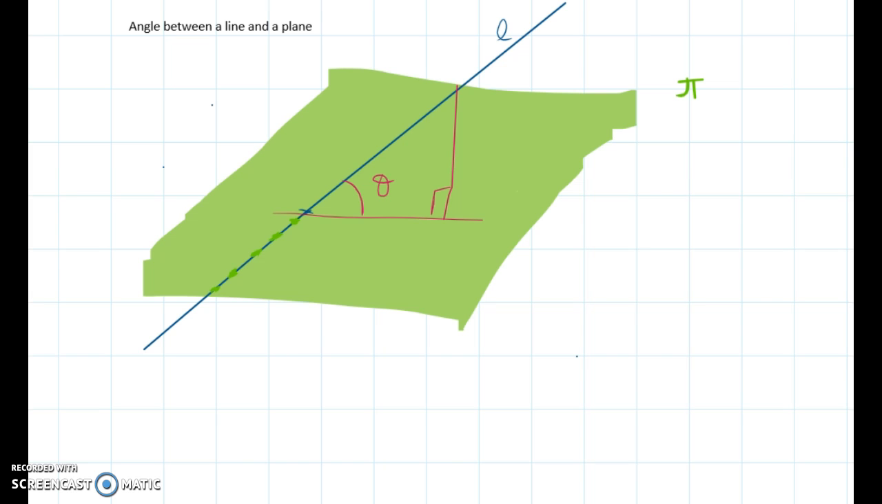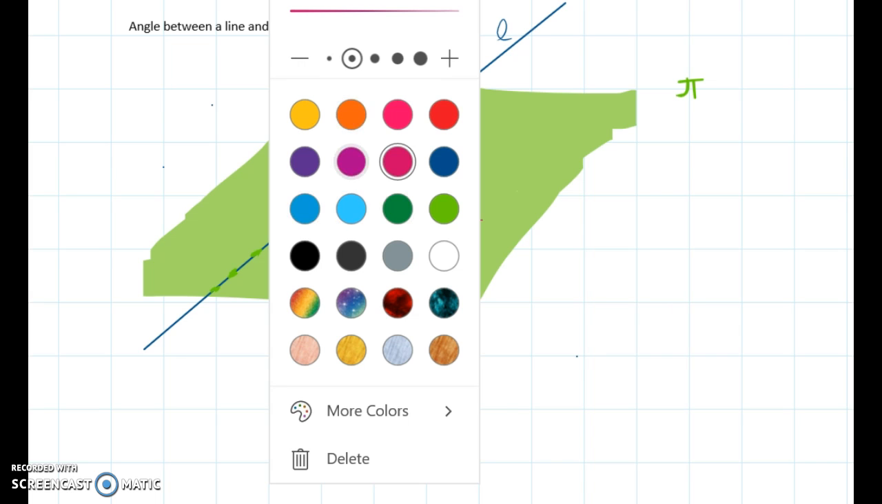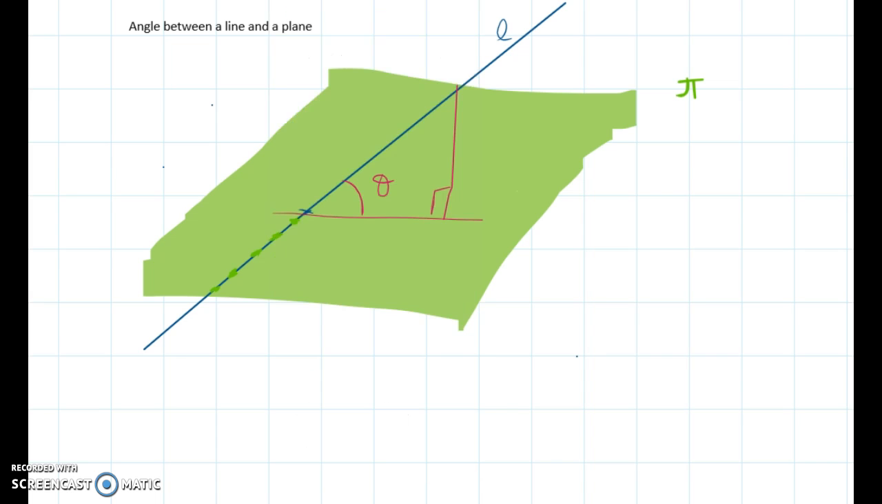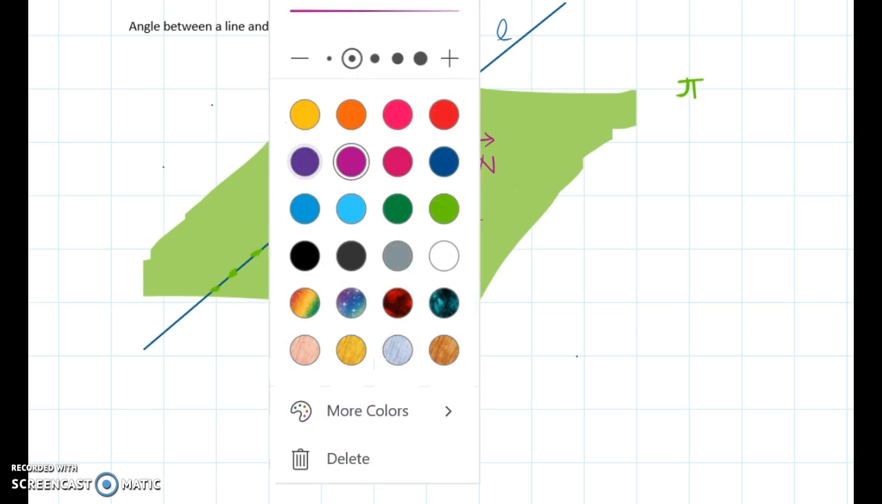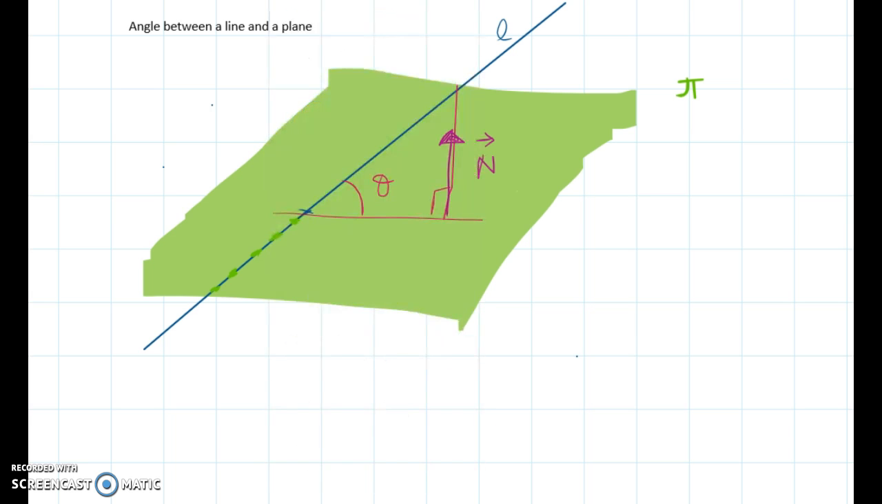I'm going to add a little bit of information to this picture we have here. We can draw here the vector N that is perpendicular to the plane. And with a different color, we also want to draw the vector that gives the direction of the line, the vector D.